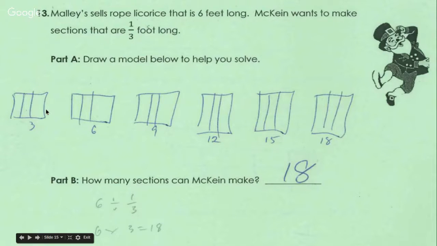If I count each individual piece, which I'm not going to do because I tried to do that on an earlier slide and miscounted horribly up to 42. In this situation, we have 18, and I counted off 3, 6, 9, 12, 15, 18. So I did cheat a little bit by counting by threes. So McKean would be able to make 18 sections that are 1/3 of a foot long.